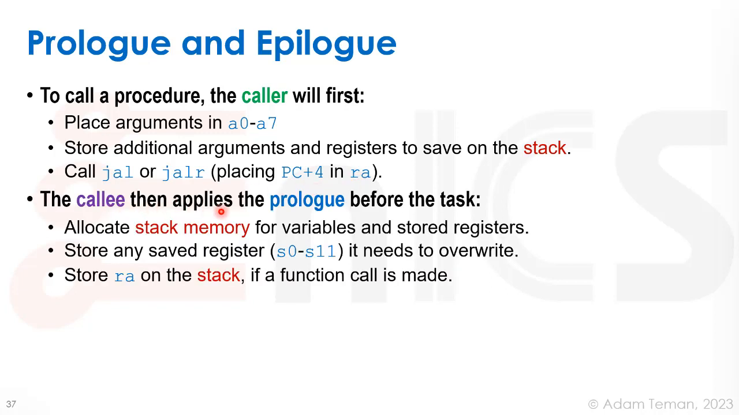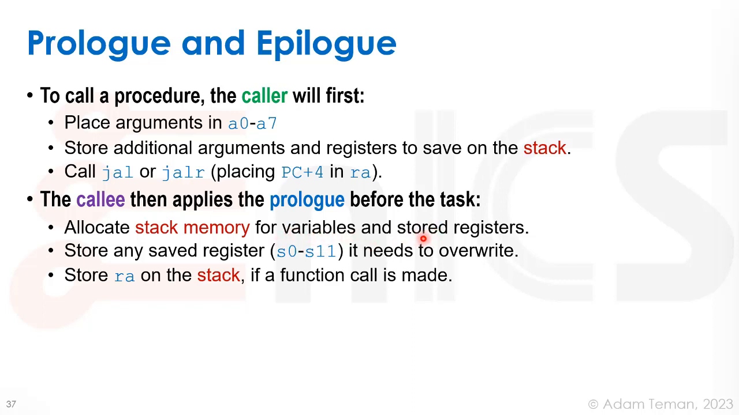Okay, then the callee comes and applies the prologue. So the prologue is done by a function, so the function doesn't need to know anything about the caller. It just needs to know that it needs to do several things in its prologue before doing its task, and then everything will work. So what is it going to do? It's going to allocate stack memory for the variables and saved registers. So basically, the compiler looks at the code and knows how many local variables it's going to need, and therefore it's going to allocate room for them.